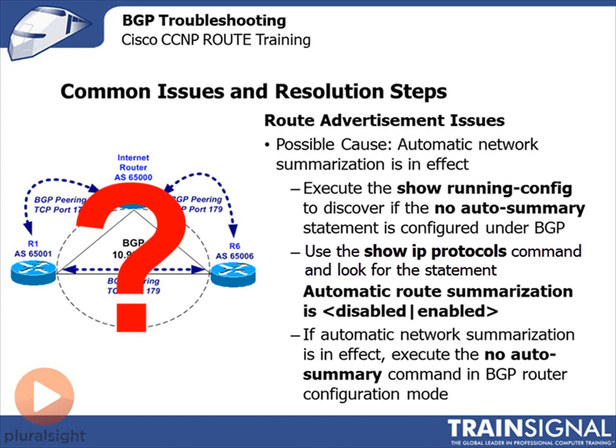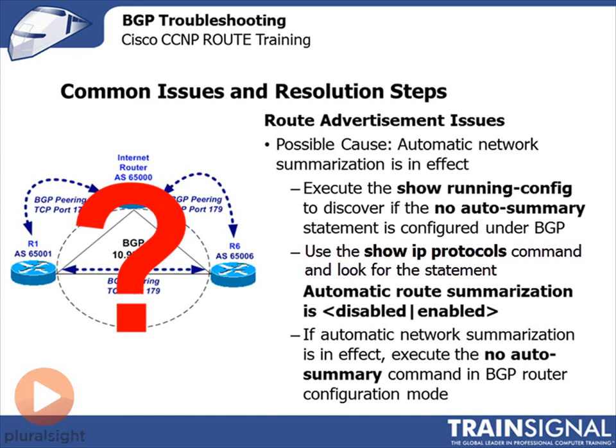For route advertisement, there can actually be a number of different things, but obviously first, if routes aren't being injected or advertised correctly, one of the first culprits, very commonly forgotten, is the auto summary command. Just as with BGP and EIGRP, both have automatic summarization enabled by default. If you don't issue the no auto summary command when you configure BGP, it's going to automatically summarize again to a classful boundary.